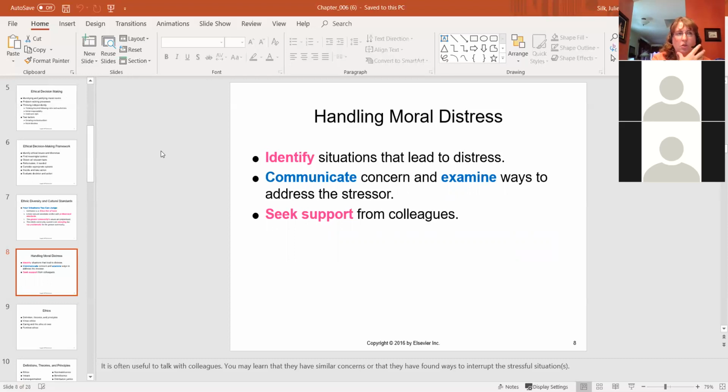give you an opinion or say something that'll resonate with you more so than your own thoughts. Like maybe you can't quite figure it out on your own, but talking it through with someone will help you figure it out. And so, by talking with someone, you may learn that they have similar concerns or that they have found ways to interrupt the stressful situation. So it might help you be able to deal with it better.